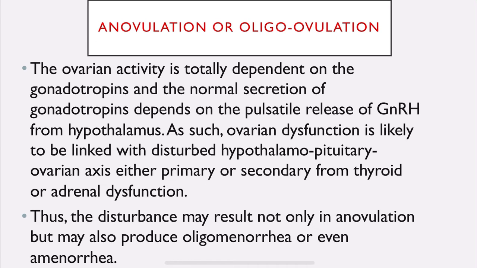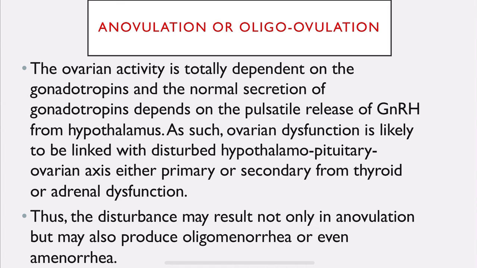Either it could be primary or secondary, that is the other two hormones, that is thyroid and adrenal dysfunction. The normal thyroid levels and the adrenal levels are also important for the normal physiology of the ovaries. But what happens when the thyroid levels are altered and there is adrenal dysfunction, when the adrenal glands start producing more androgen? Whenever there is a hyperandrogenic state, it will result in an anti-estrogenic state, that is, it will suppress the estrogen level, resulting in anovulation.